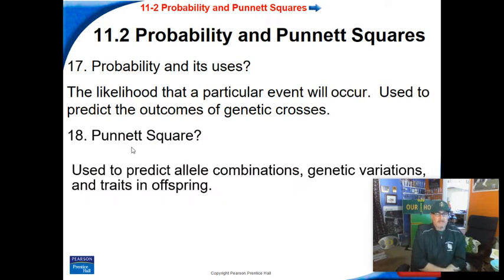Okay, a Punnett square is a tool that is used to predict allele combinations. Remember, alleles are simply the letters that we use when doing genetics problems. They just simply represent whether or not they have the dominant form of the trait or the recessive form of the trait. And of course, filling in the Punnett square predicts what possibilities we will have in offspring. All right, moving ahead.